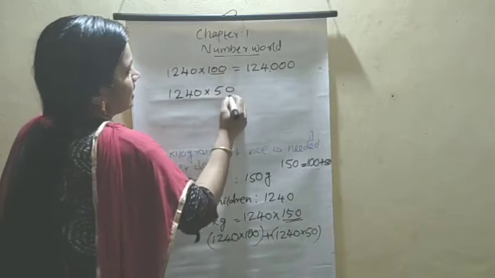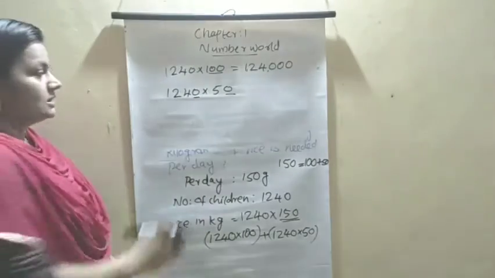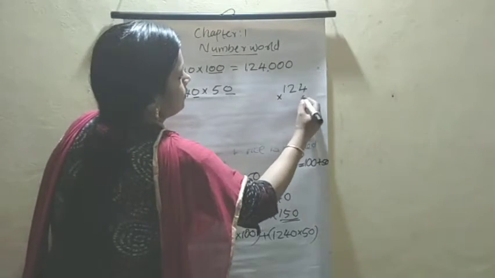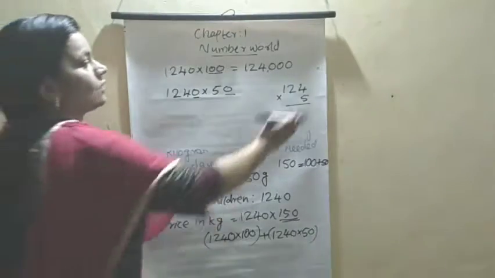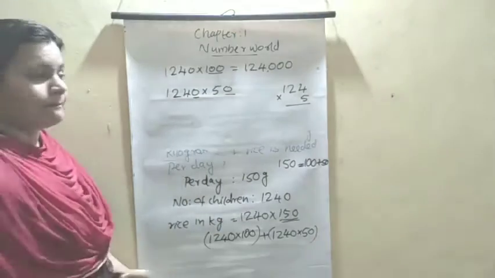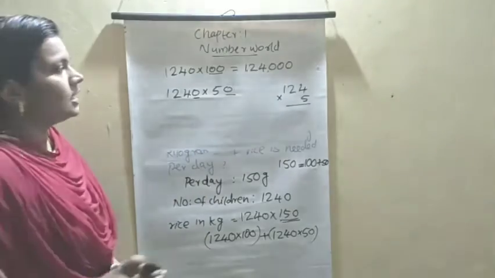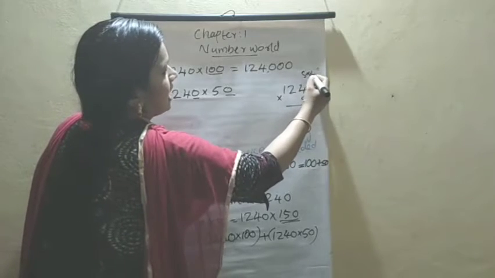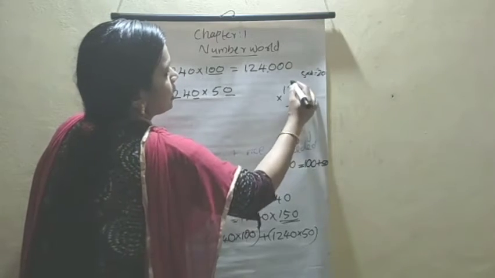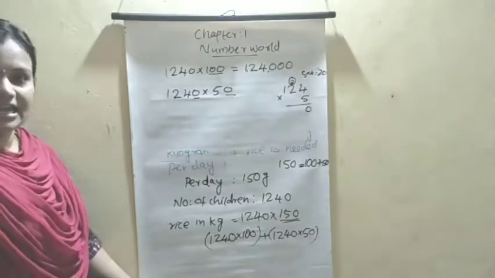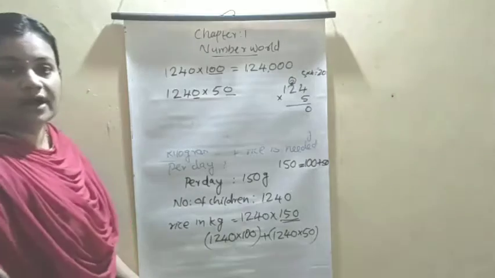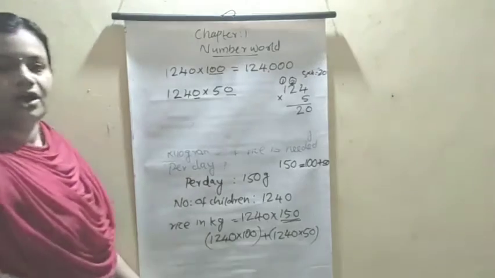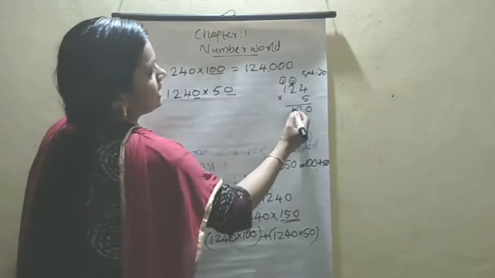Same method for 1240 into 50. Here there are two zeros; keep these two zeros aside. So we do 124 into 5, and no need to multiply the zero, so we multiply only the numbers and keep the 0 here. Then 5 into 4: 5 fours are 20. 0 is written here, and 2 is the carryover. 5 into 2: 5 twos are 10, plus 2 is 12, and 1 is the carryover. Then 5 ones are 5, plus 1 is 6.